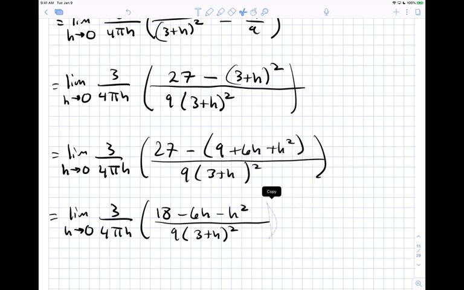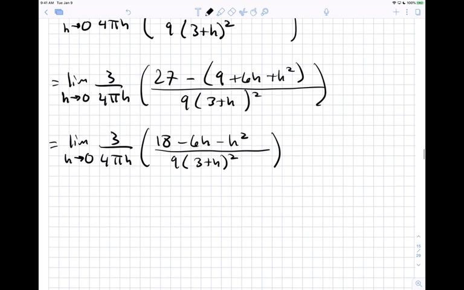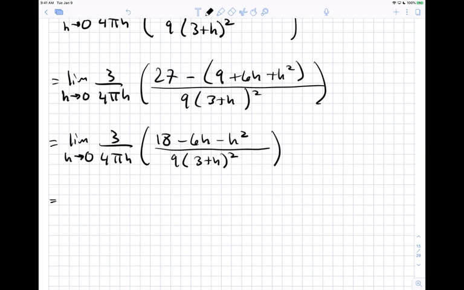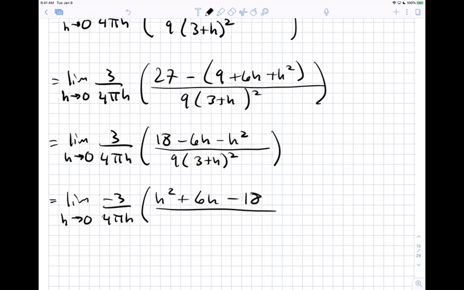I'm trying to think. Let's go ahead and factor out a -1 and see if we can factor. So this is going to be the limit as h tends to 0. We got this -3 over 4 pi h. We're going to have h squared plus 6h minus 18 over 3 plus h squared. Okay.